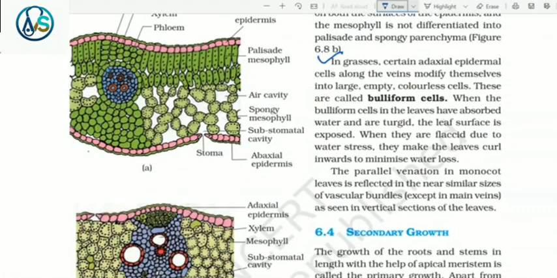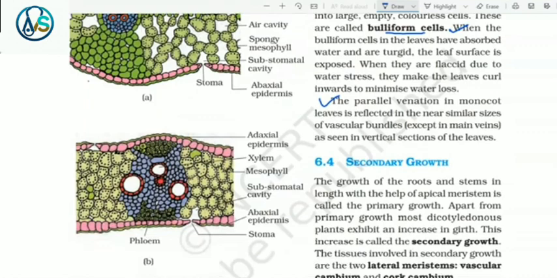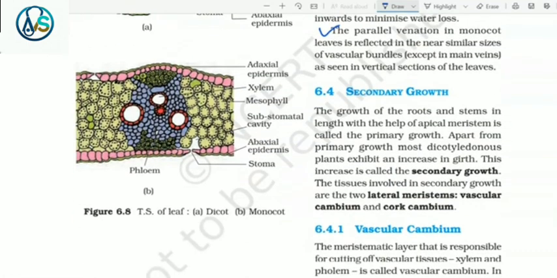In grasses, certain adaxial epidermal cells along the veins modify themselves into large, empty, colorless cells. These are called bulliform cells. When the bulliform cells in the leaves have absorbed water and are turgid, the leaf surface is exposed. When they are flaccid, due to water stress, they make the leaves curl inward to minimize water loss. The parallel venation in monocot leaves is reflected in the near similar sizes of vascular bundles except in main veins, as seen in vertical sections of the leaves.